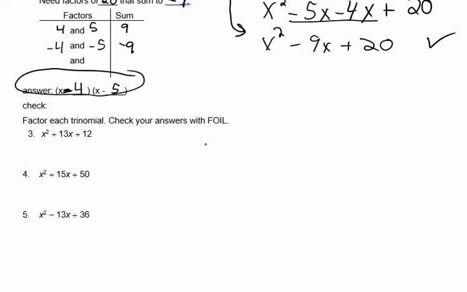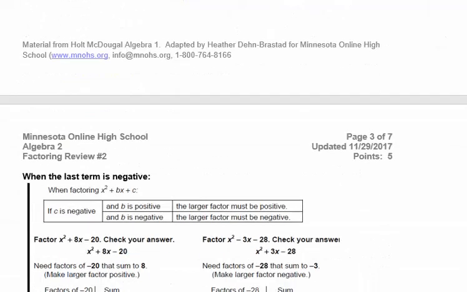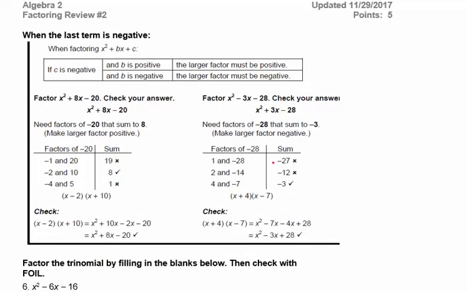All right, so then you have several problems to do practicing this. And then we're going to talk about what to do when the last term is a negative number. So if C is negative, that means the last term is negative, and B is positive, then the larger factor must be positive. If you have a negative and the other term is also negative, then the larger factor must be negative. So let's look at some examples.